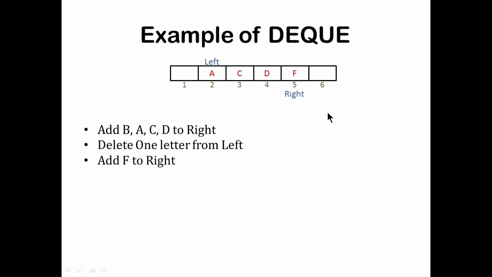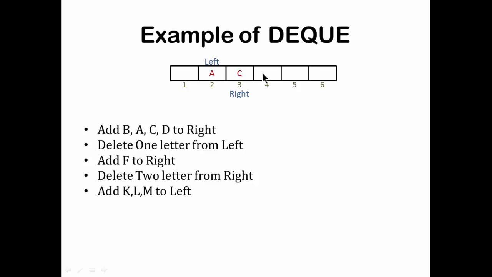and right will be pointing towards the 5th location. If I say delete 2 letters from right, so what does that mean? Now this time right will be decremented by 2 values and it will be reaching 3, thereby deleting 2 values, F and D.